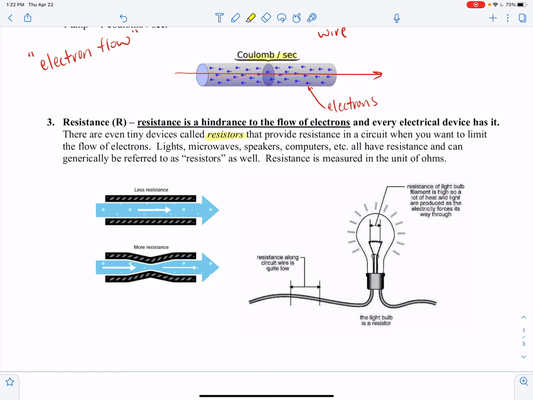So resistance is like electron friction. Just like air resistance, right? Air resistance is going to slow down the movement of an object through the air, and electrical resistance is going to slow down the movement of electrons through a wire.